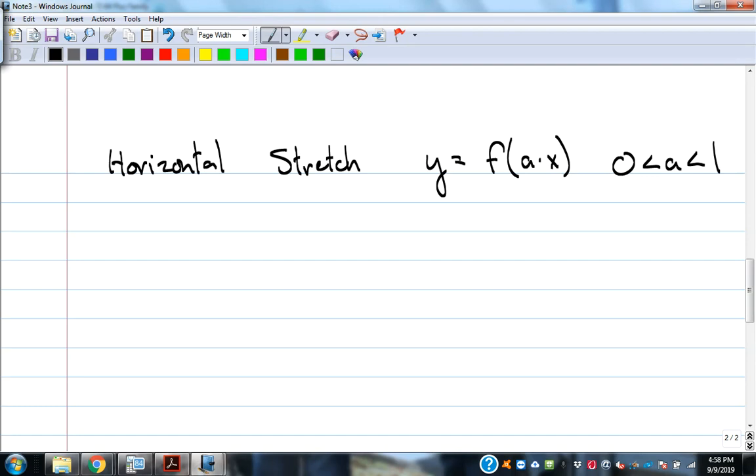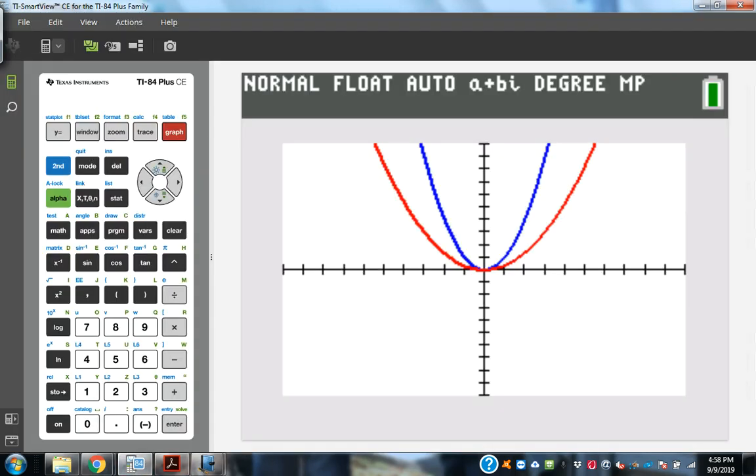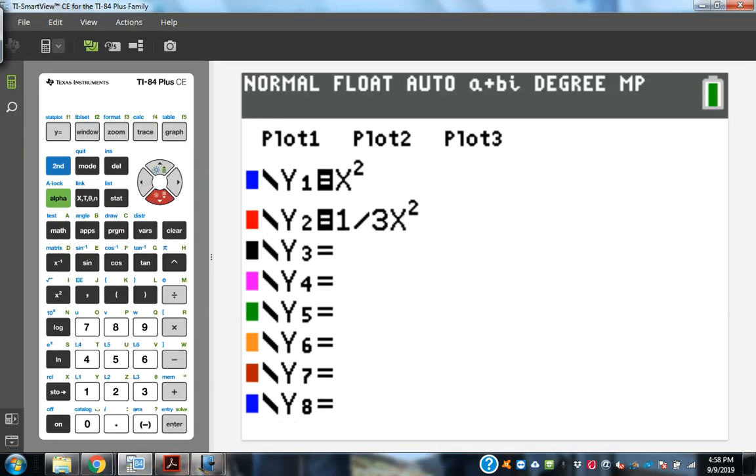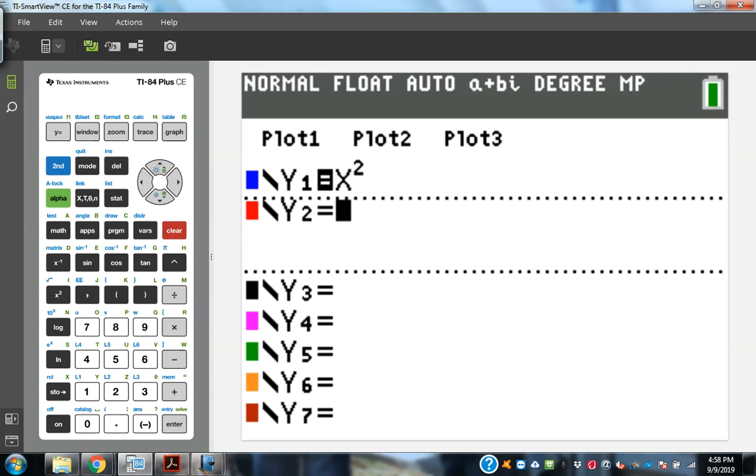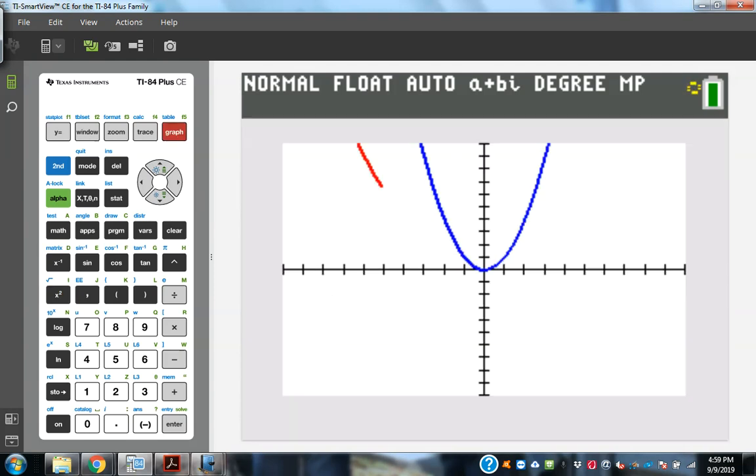Seems weird. So example, y equals, and let's do 1/2 x squared like that. Y equals, and I'm going to use parentheses here. So I've got to do parentheses 1/2 x close parentheses squared. So there's the parent, and there is a horizontal stretch.